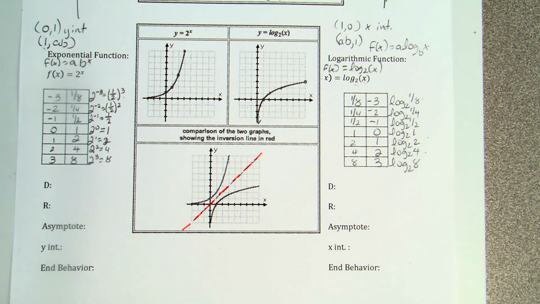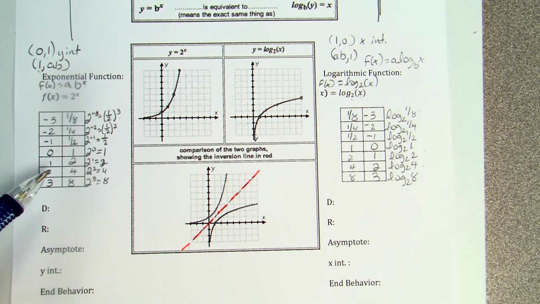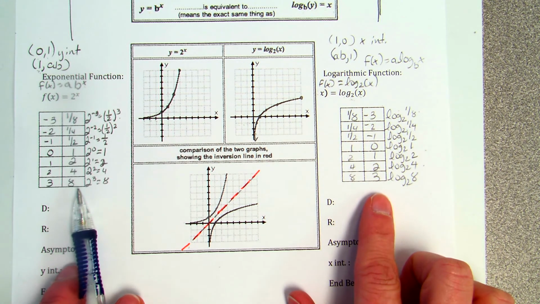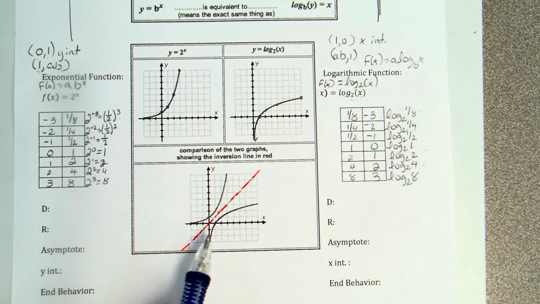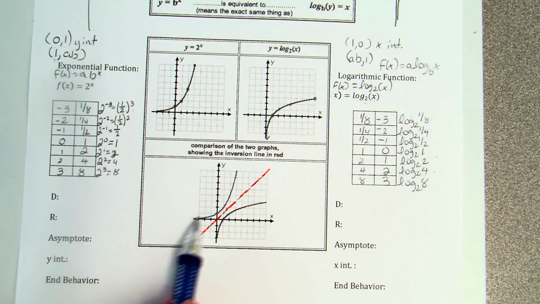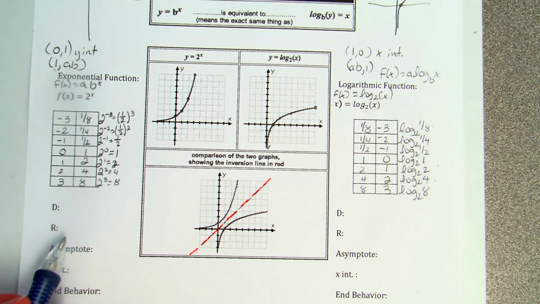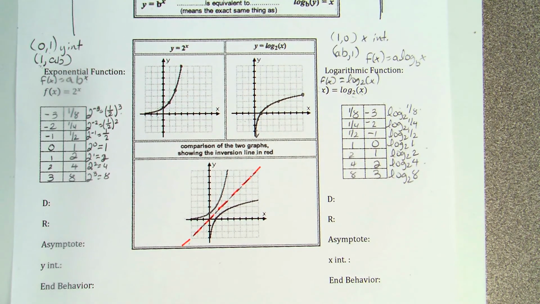Okay, so we've talked through the ordered pairs, showing you how they are inverses of each other, showing you how their ordered pairs have flip-flopped. Here's a graph with both of them on the same graph, showing you that that exponential and that logarithmic function are inverses of each other. Now, let's talk about the domain and the range of each one and the asymptotes, the y-intercepts, and the end-behavior.